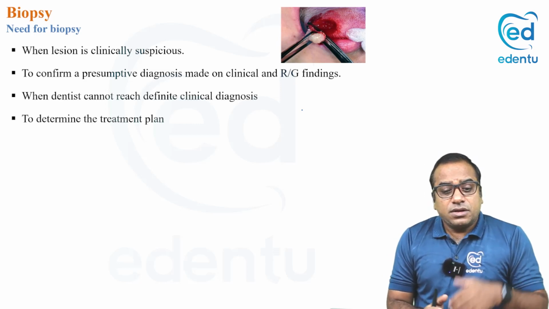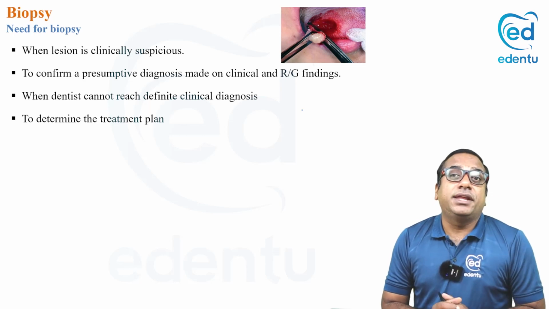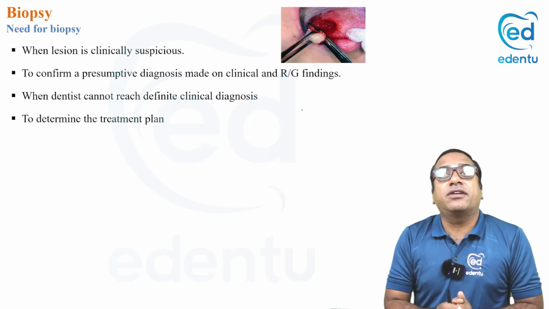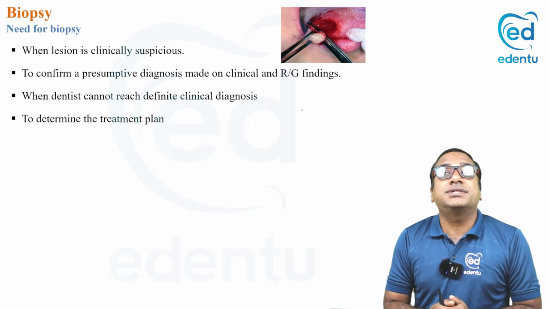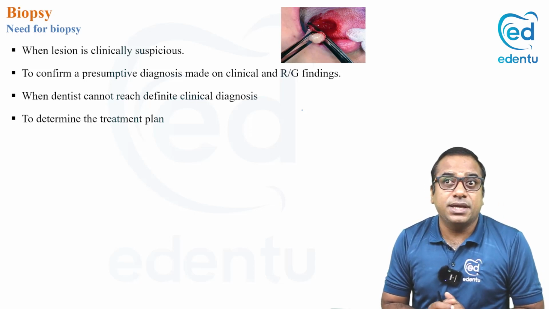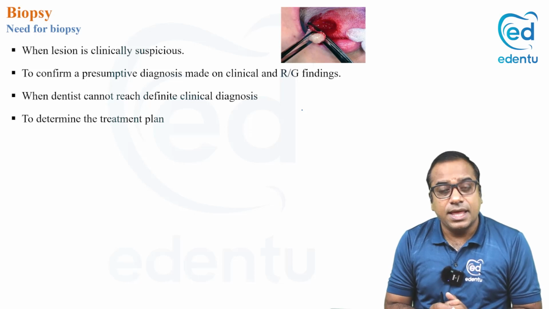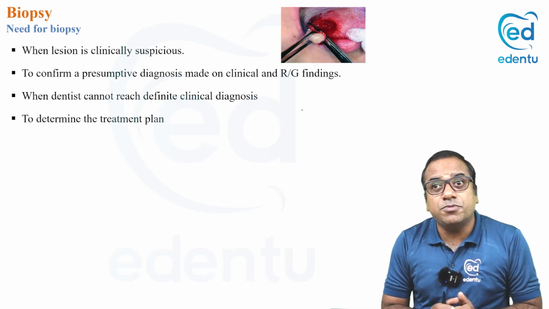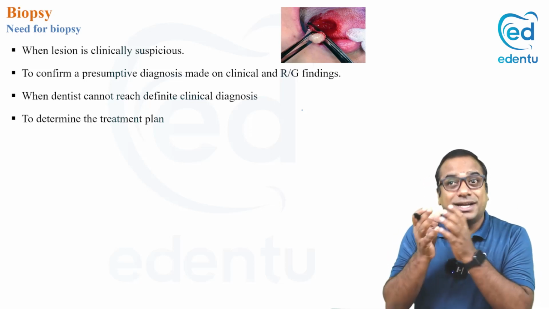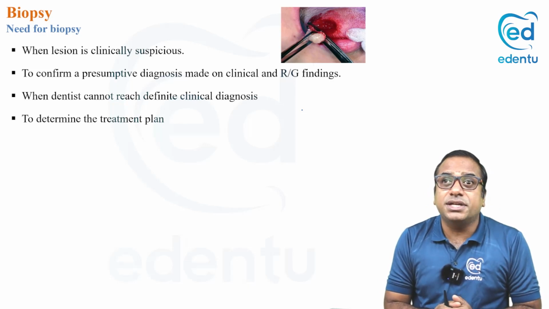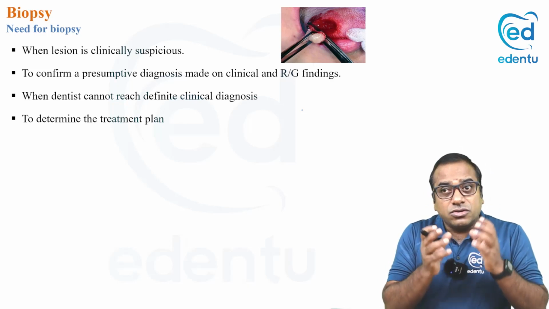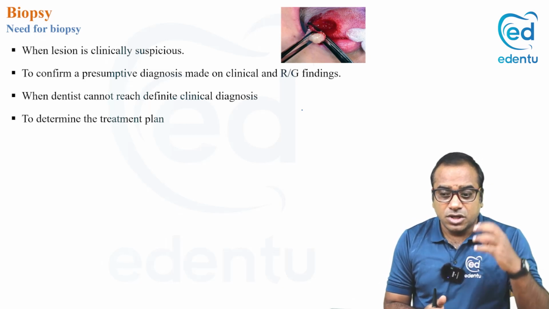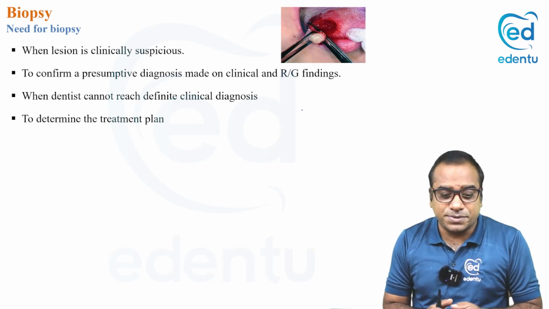Next is when the dentist cannot reach a definitive clinical diagnosis. You have a clinical diagnosis and a radiological diagnosis, but a definitive diagnosis is not there. The confirmative diagnosis is done only after the biopsy report, that is histopathology. Based on the biopsy report, the treatment plan is made, whether a surgery has to be performed or chemo has to be performed, whether it is a malignant lesion or a benign condition, or whether it is a cancer. All those things will be determined, and based on that, a further course of treatment is given. These are some of the needs for biopsy.